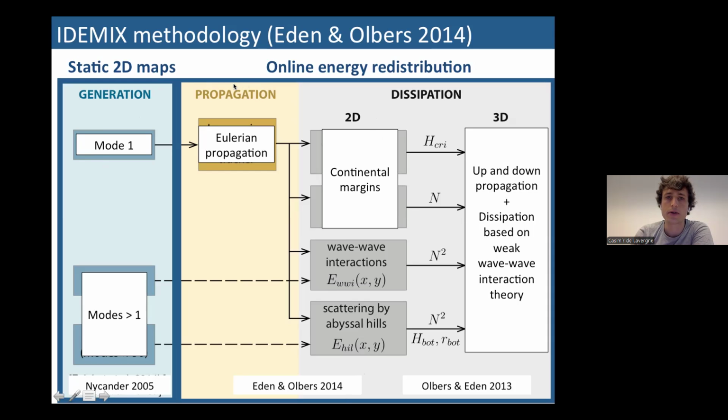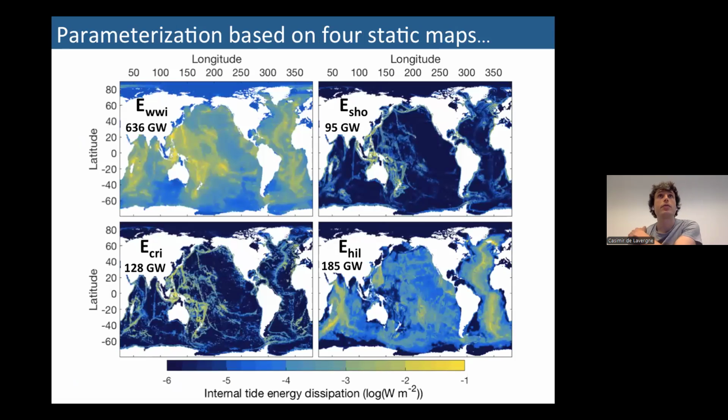The rationale for the simplification I made of not doing this part online is the idea that this propagation part is potentially computationally costly in a GCM, and I was also guessing that this would not be very sensitive to changes in stratification overall, and I tested that assumption. So I made this simplifying choice to save time and also simplify the whole procedure. So the parameterization I propose is just based on 4 static maps of dissipation.